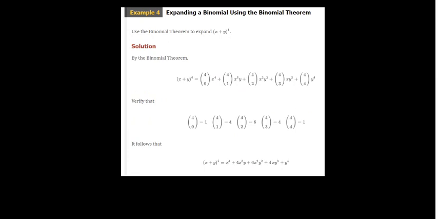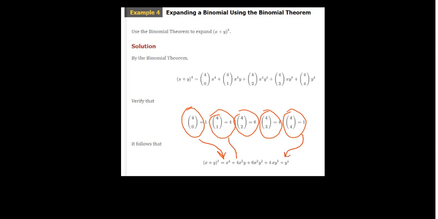4 over 0, and 4 over 0, as we see, is indeed just 1. And then 4 over 1 is 4, 4 over 2 is 6, 4 over 3 is 4, and 4 over 4 is 1. And of course that becomes the coefficient that we see.